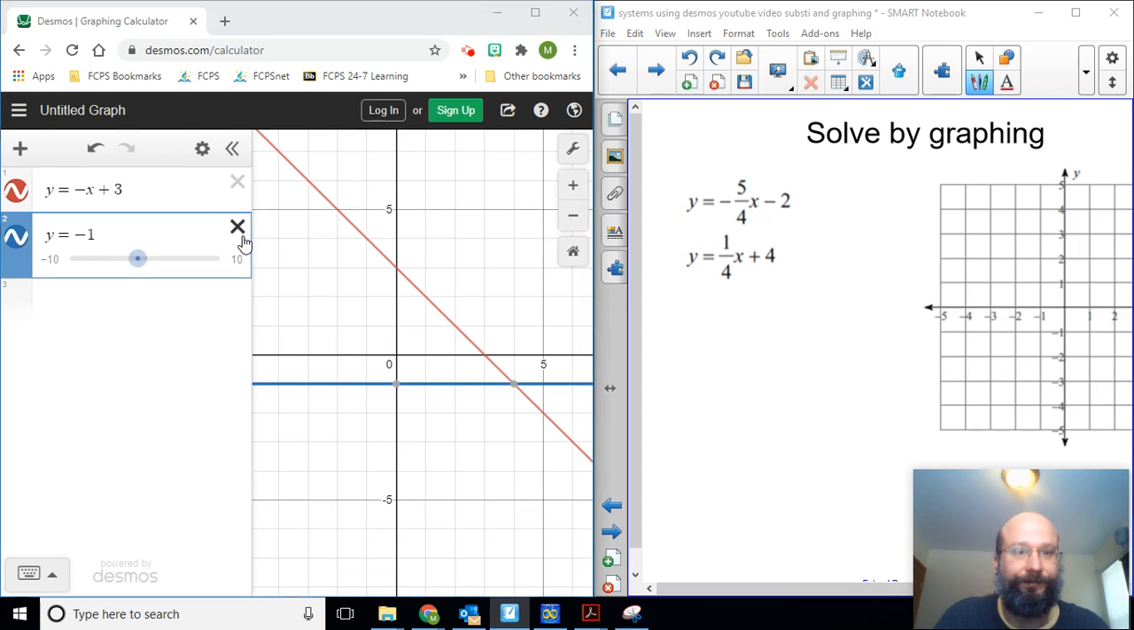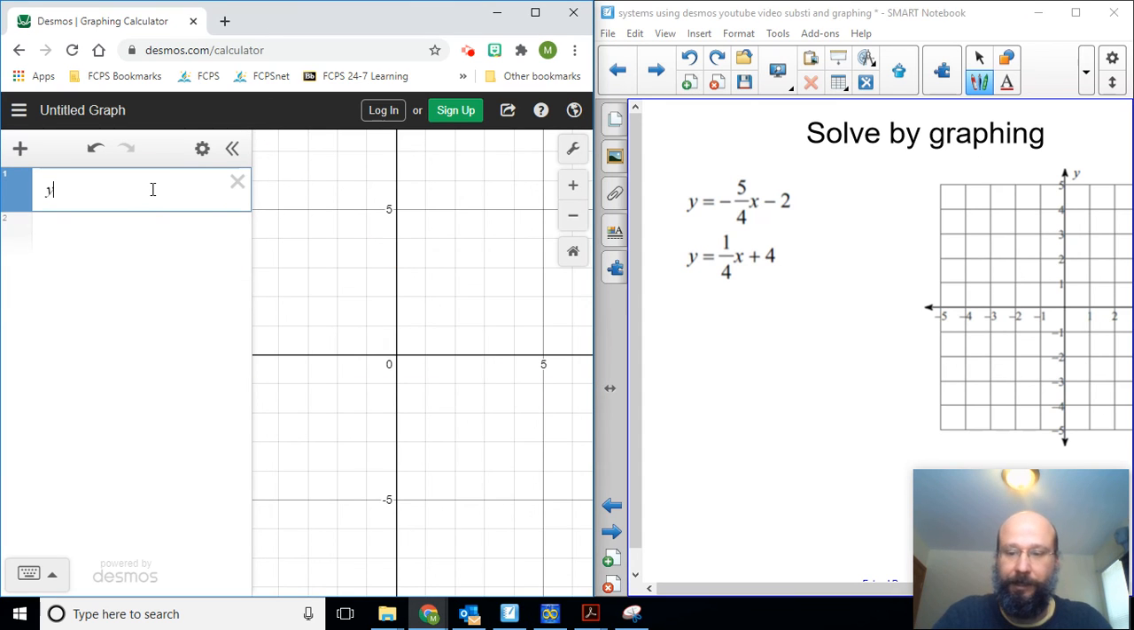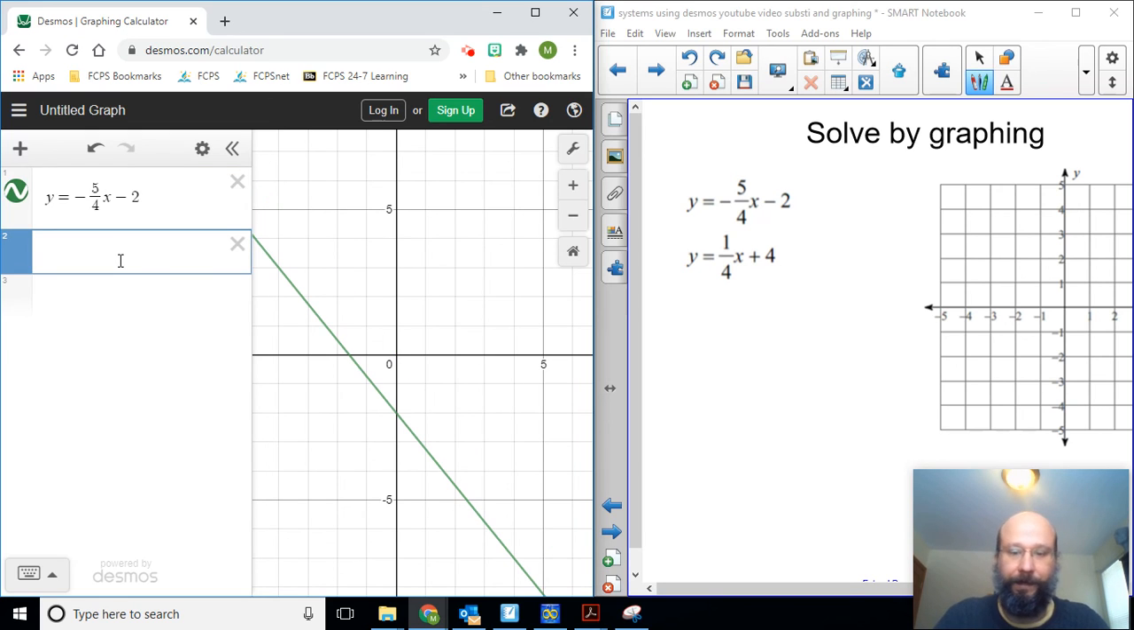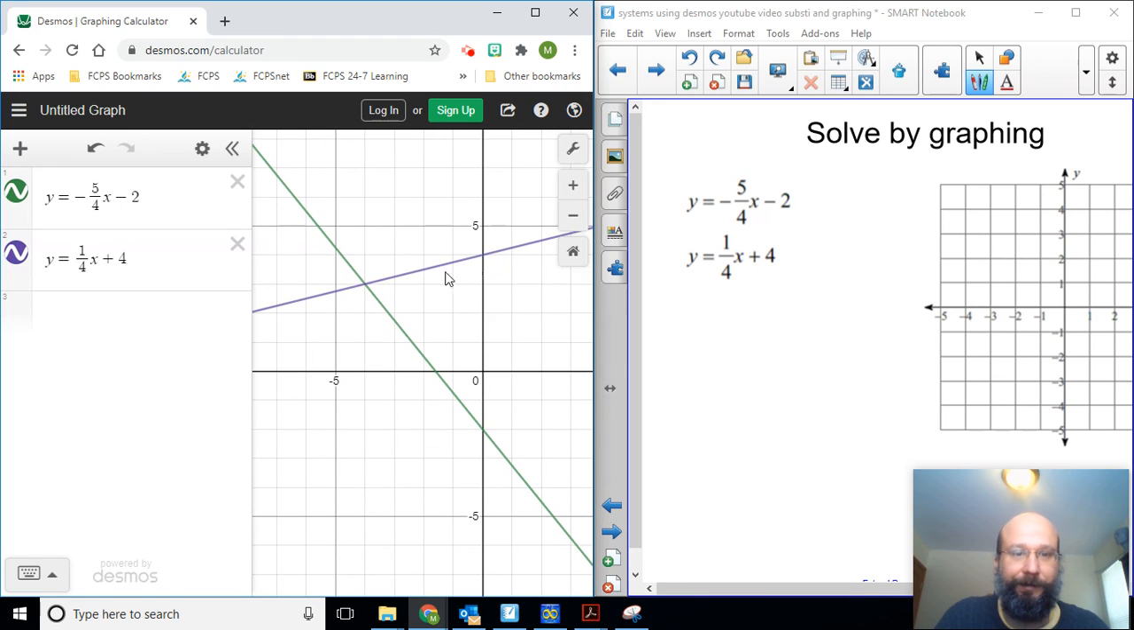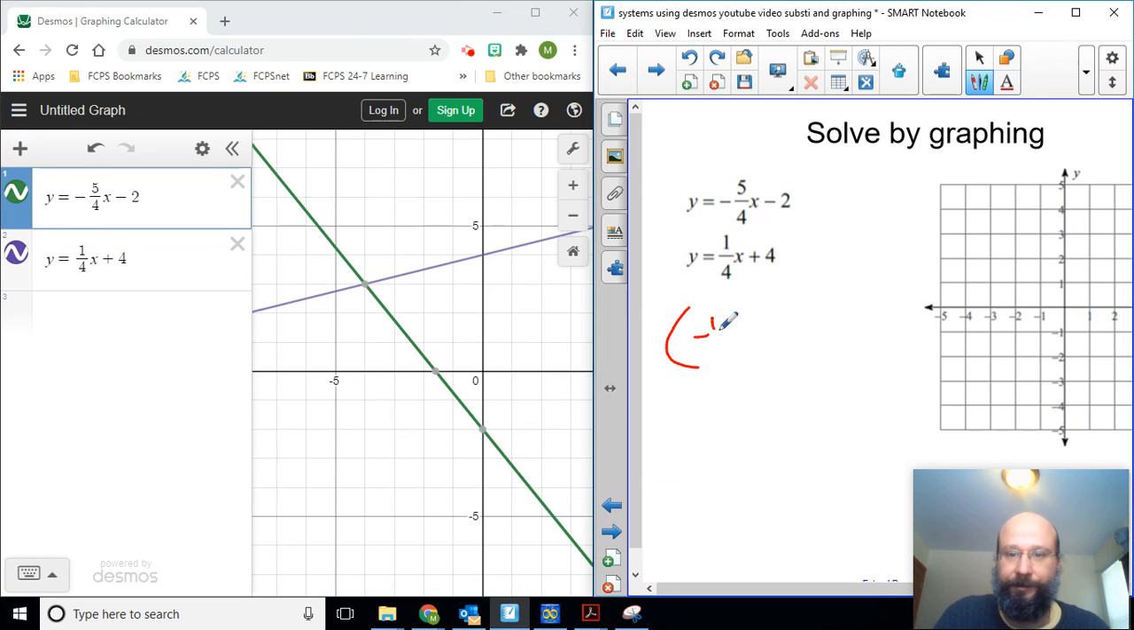So again, I'm going to put these two in, y equals -5/4, and I do have to hit the right arrow to make it with the x. If you have trouble using DESMOS, we can go over it. Just ask. So there's the top one. There's the bottom one. There's my two lines. They cross here at negative 4, 3. So that's my answer, negative 4, 3.